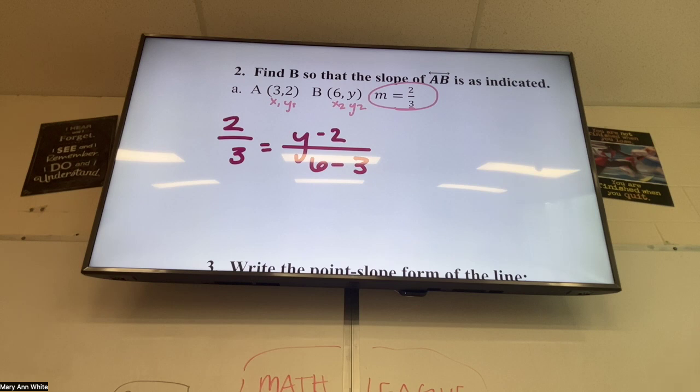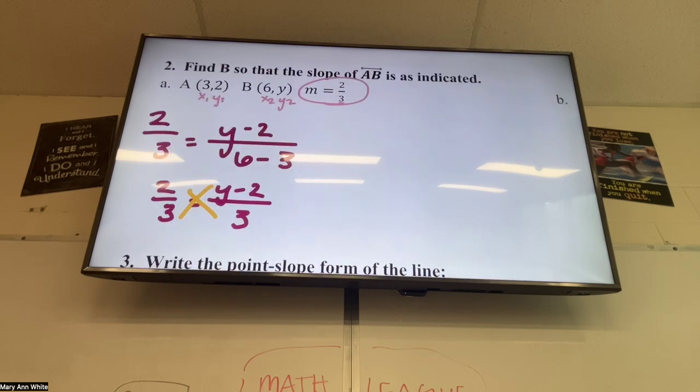Is this something you've done before? Okay, that's all right. The only reason it's different is now we're finding an x or a y instead of finding the slope. But we're going to still solve the same way. We have 2/3 equals y minus 2 over 3. And then now we can actually solve by doing a little bit of cross multiplying.